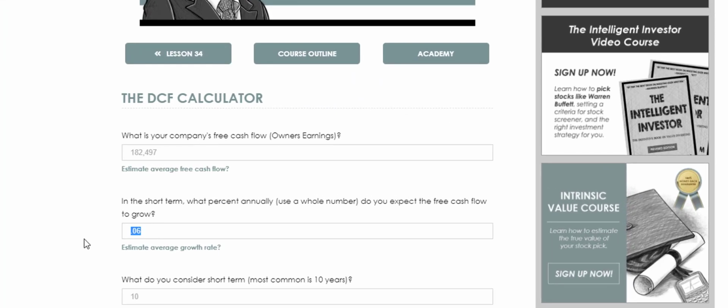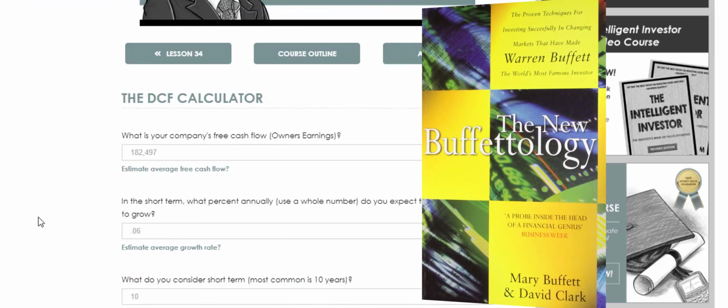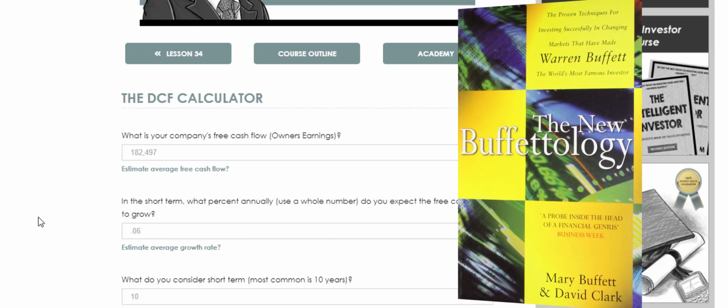In the short term, what percentage annually, use a whole number, do you expect the free cash flow to grow? Now this is quite a tricky one, and this is where I have read quite a few Warren Buffett books. One in particular that I really enjoy and really use. I've got pink tabs coming out the wazoo on the pages, out the sides of the book, at the tops and bottoms, so I can reference areas really easily. It's called The New Buffettology, and it's really great.